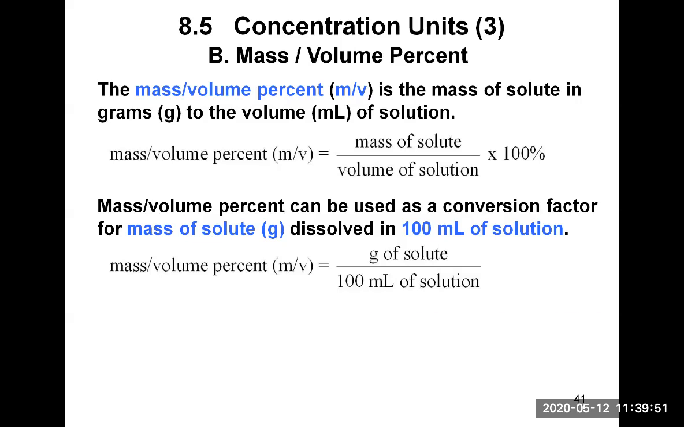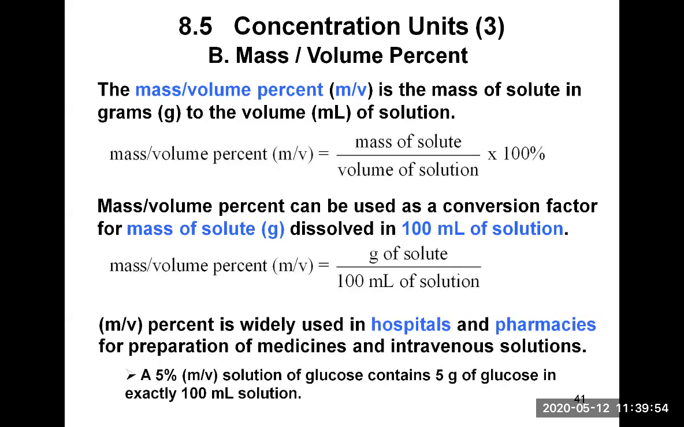So mass per volume percent is widely used in hospitals and pharmacies for preparation of medicines and intravenous solutions. For example, a 5% mass per volume solution of glucose is usually given to patients who need to be nourished intravenously. And so what it means is that 5% by mass per volume means you have 5 grams.